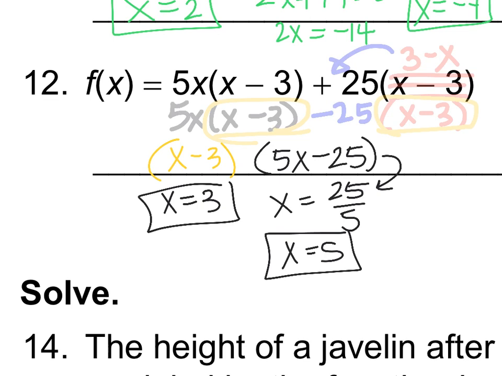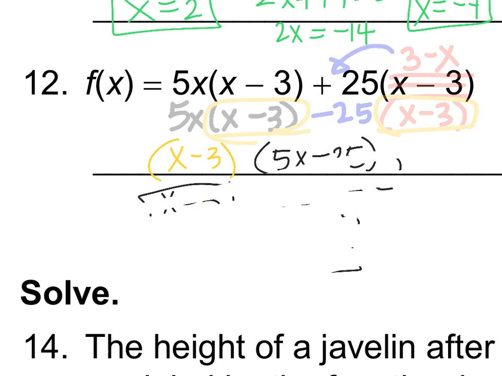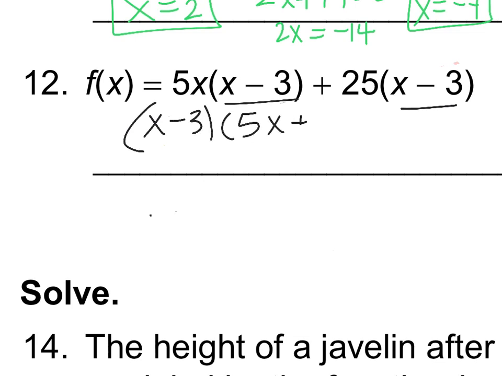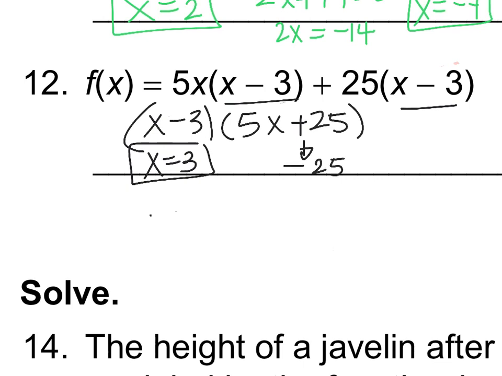So I'm going to redo the problem now with your actual answers. So I'm going to need to erase everything here. And I'll be back in a second. Now, with your problem, these two match. So x minus 3. And what's left is 5x plus 25. So our first answer is x equals 3. And our second answer would be this changes to a negative 25. And then we divide by the 5. So that means our second answer is x equals negative 5.